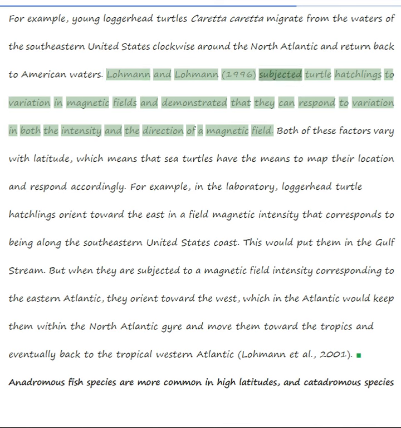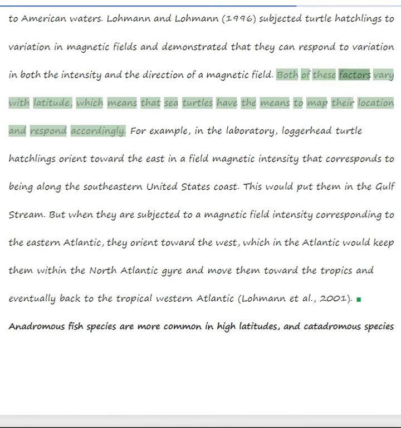Lohmann and Lohmann subjected turtle hatchlings to variation in magnetic fields and demonstrated that they can respond to variation in both the intensity and the direction of a magnetic field. Both of these factors vary with latitude, which means that sea turtles have the means to map their location and respond accordingly.